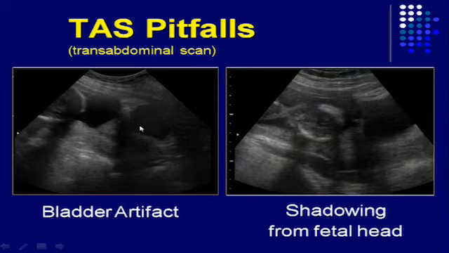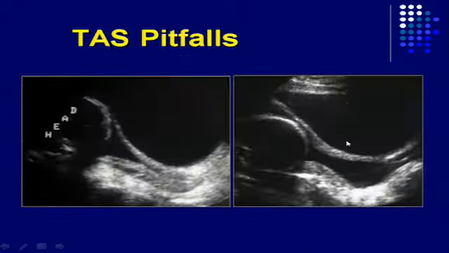Pitfalls: you can have artifact from the bladder. If it's just for a little bit, you get some shadowing from the interface between the cervix and the bladder wall, and then shadowing from the fetal head. Some other pitfalls: here, there's head here, and the cervix looks closed. Baby moves the head out of the way. Look, that's open. These are membranes down through the cervix into the vagina.